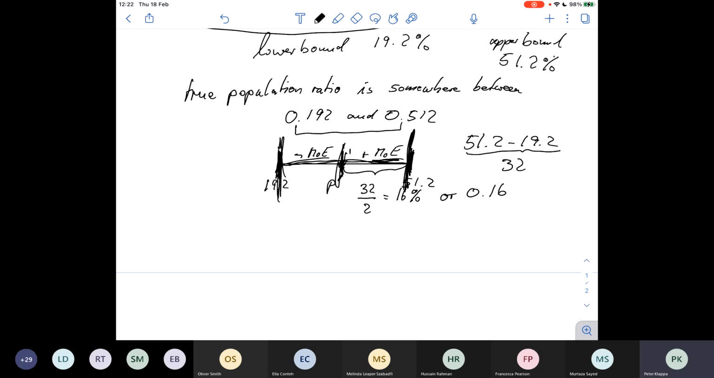So this point here, our P prime, would be P prime plus the margin of error. That's the 0.16, gives us 0.512, and minus the margin of error gives us 0.192.